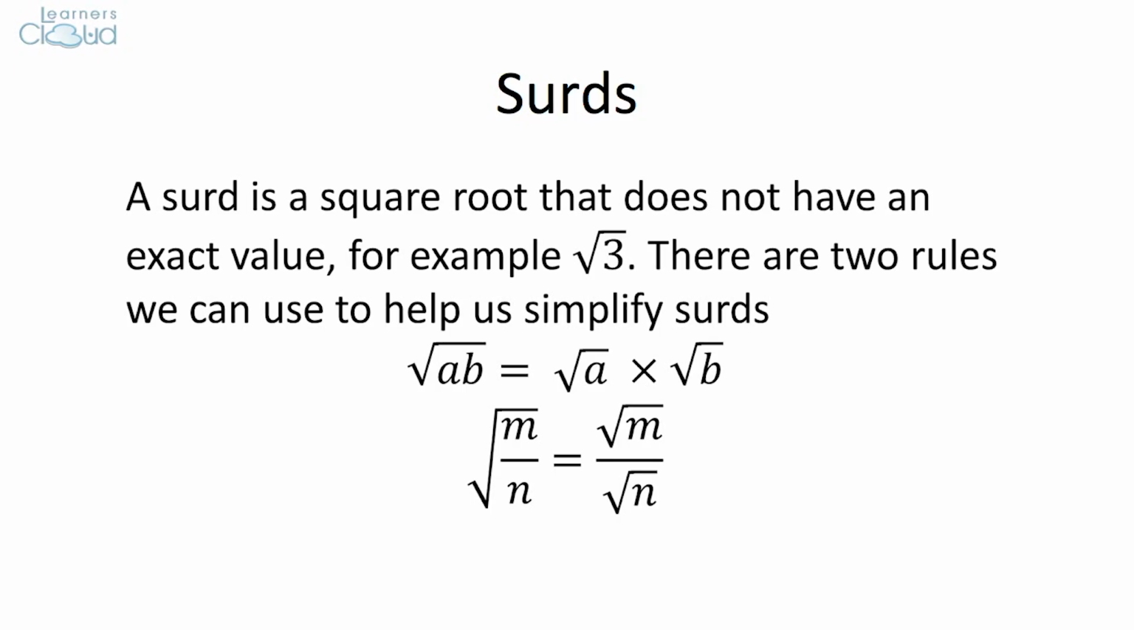The first one is that if we have the square root of a number that's a times b, we can write that as the square root of a multiplied by the square root of b. Likewise, if we take the square root of m over n, we could rewrite that as the square root of m divided by the square root of n.